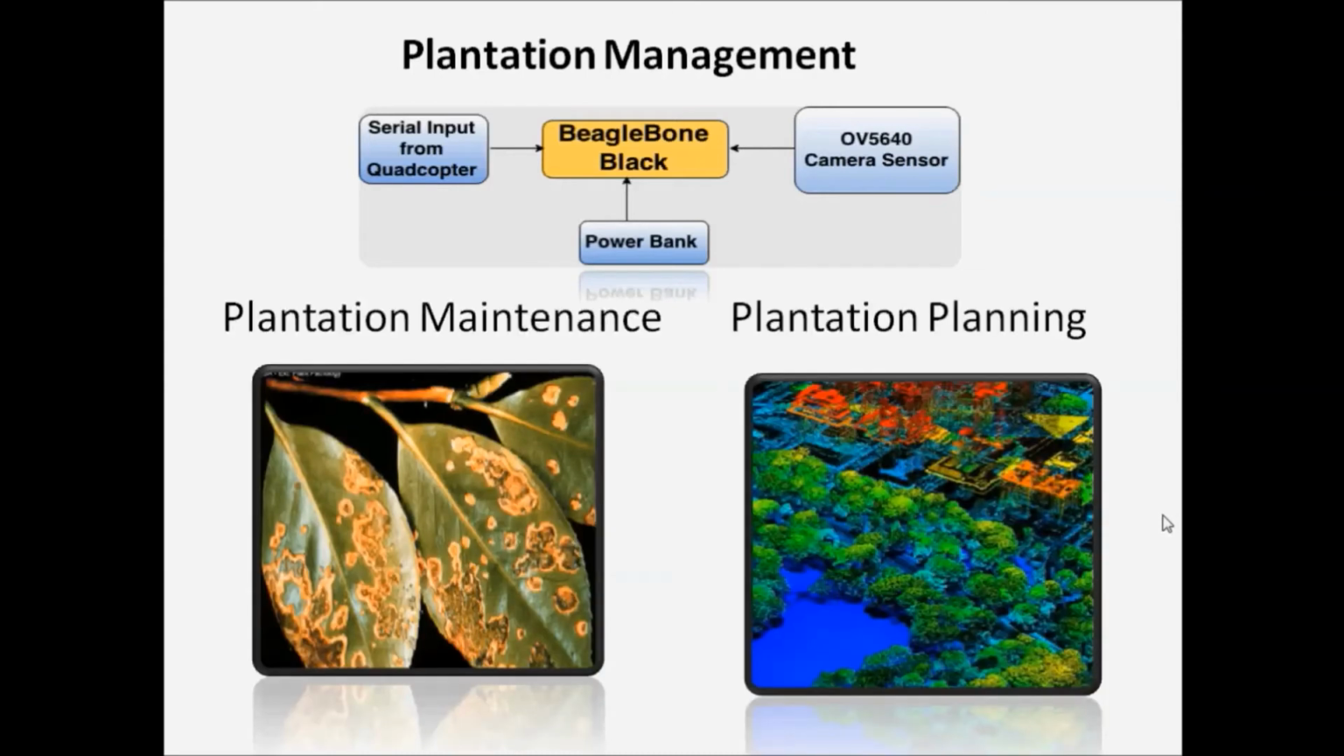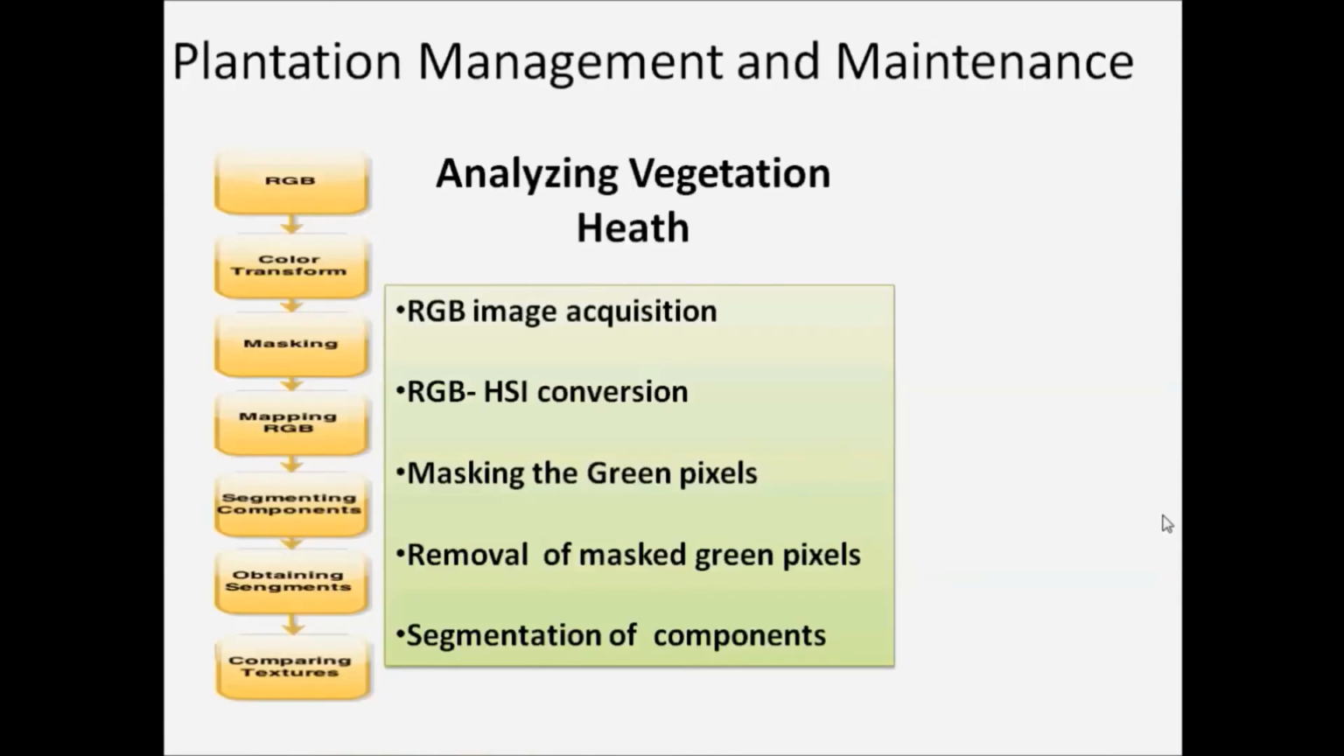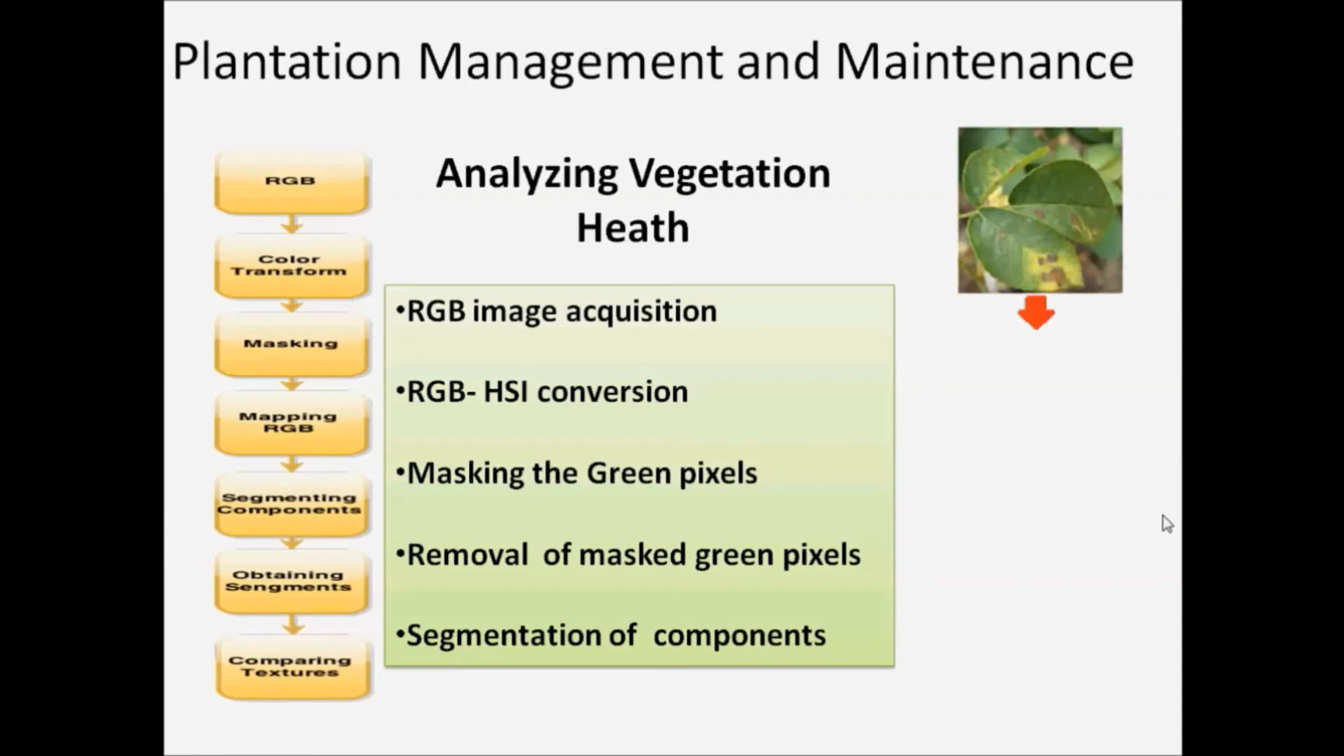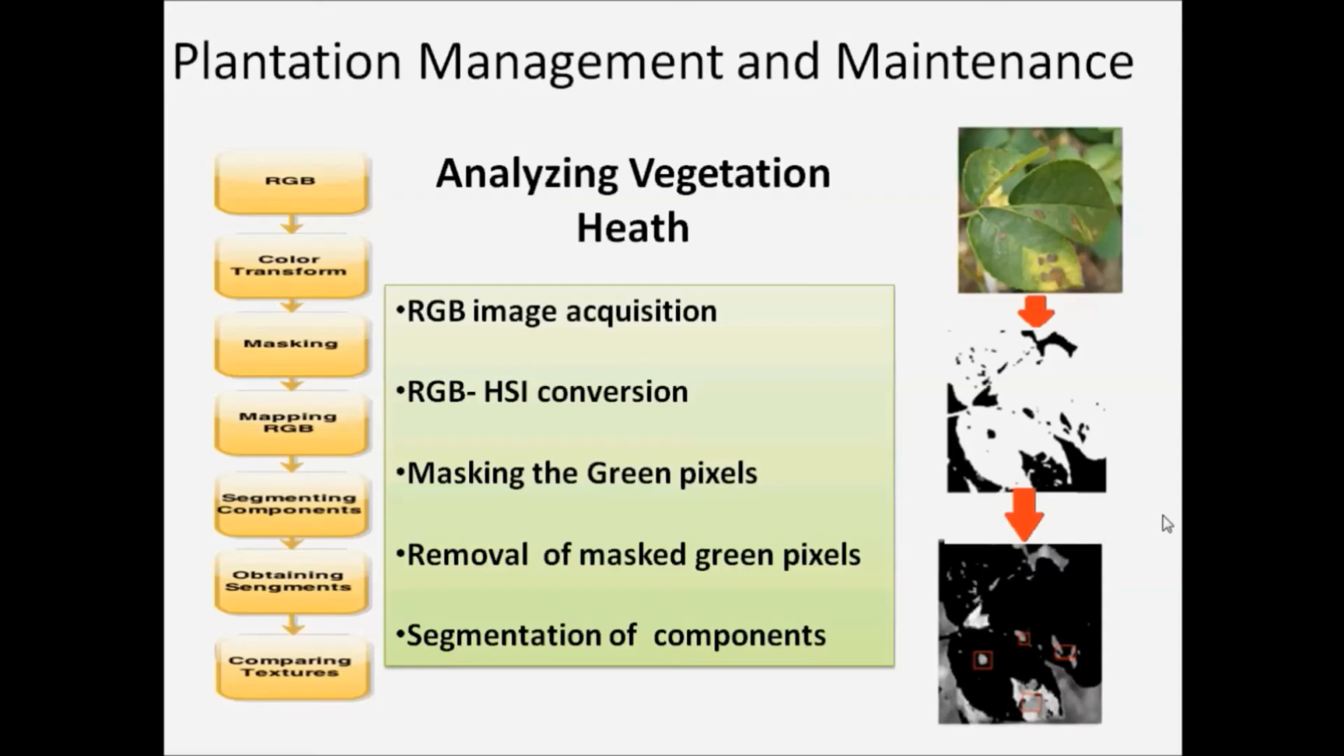We divided the system into two parts: plantation maintenance and plantation planning. For maintenance, we used predefined GPS coordinates and captured high-resolution images. Considering the fact that the texture of plantation is crucial to the state of vegetation, we segmented the background and the image. The image thus obtained is converted from RGB to hue saturation intensity space, and green pixels with a value more than certain thresholds are removed, in addition to the red and blue components of the pixels, giving us the infected site.